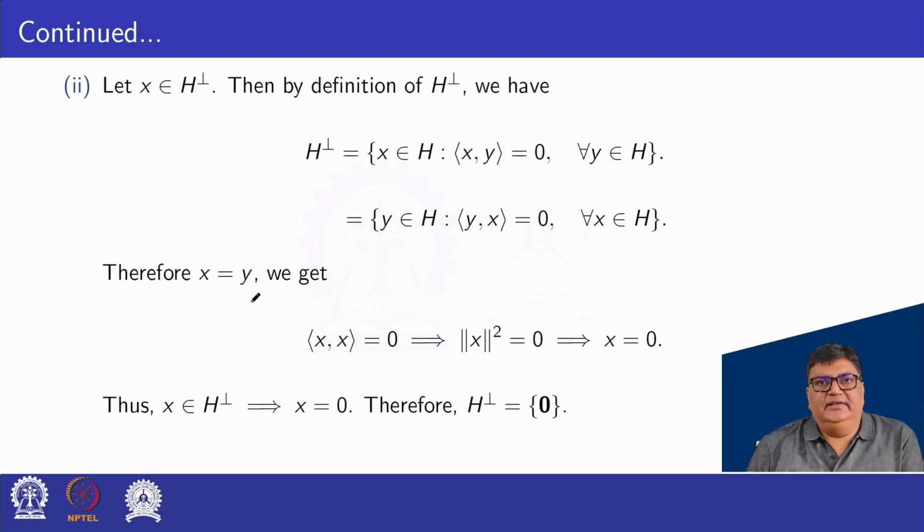Therefore, we can take X equal to Y. If X is equal to Y, then the inner product of X, X is equal to 0. The inner product of X, X is defined as the norm of X squared, which is equal to 0. This implies that X is equal to 0. Thus X belonging to H perpendicular implies that X is equal to 0. Therefore H perpendicular is the singleton set 0.